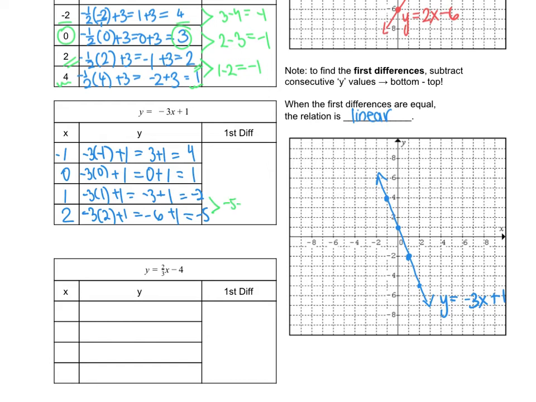All right, my bottom minus top, -5 minus -2 gives us -3. -2 minus 1 also gives us -3, and 1 minus 4 also gives us -3. It's this first one at the bottom that potentially could have given us some trouble.